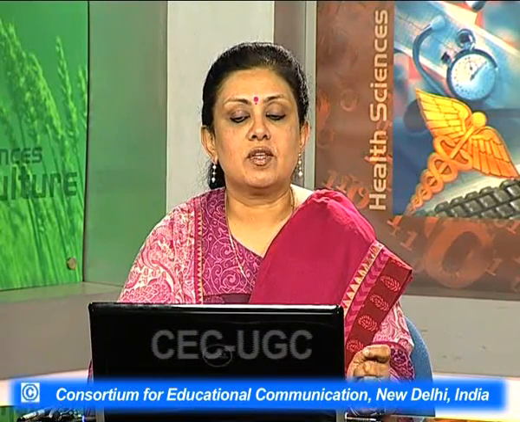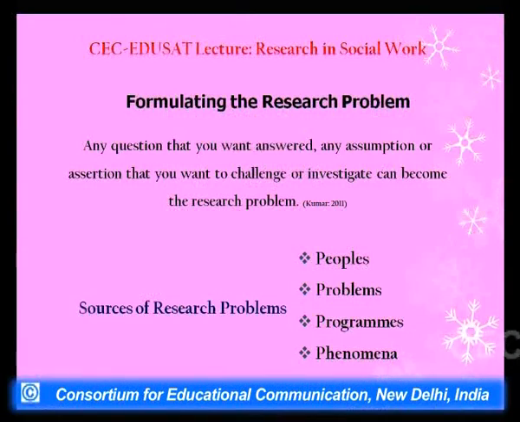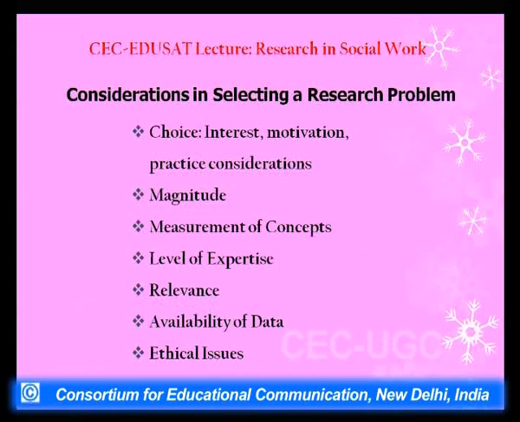When we formulate the research problem, of course, what forms the basis of this research problem is the question that we want answered, the assumption or the assertion that we want to challenge, or the investigation that we wish to undertake. That, in other words, becomes our research problem. And the sources of research problem, of course, can stem from people, problems, programs, phenomena, interventions, etc.